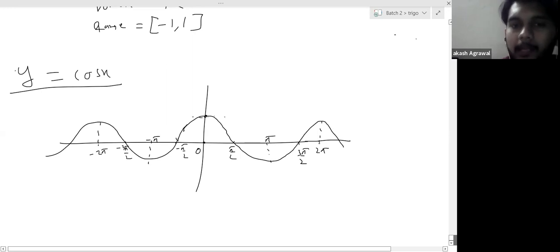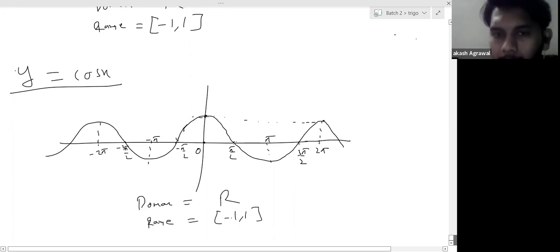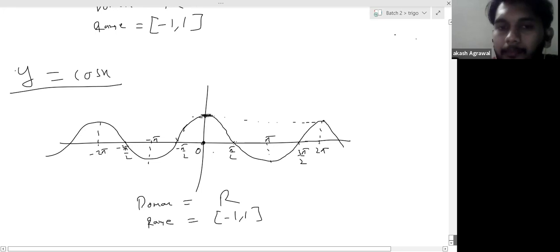All right, cos is 0 at odd multiples of pi by 2, and maximum at multiples of pi. All right, here domain is R and range is the same as sine. Cos is maximum at 0, right? Yeah, cos is maximum at 0, which is 1. All right, if you take the angle as 0, then what value is on the graph? This value, and this is the maximum, right? This is 1, and this is -1.